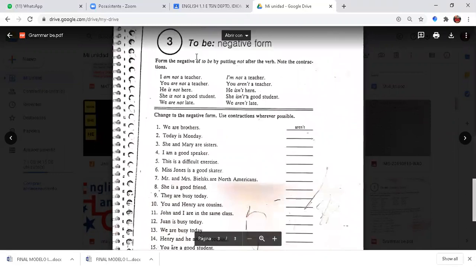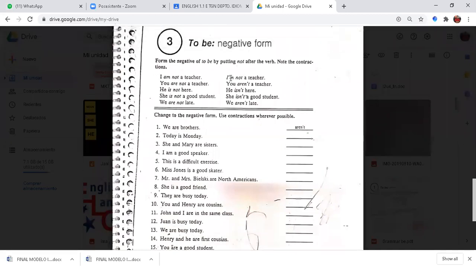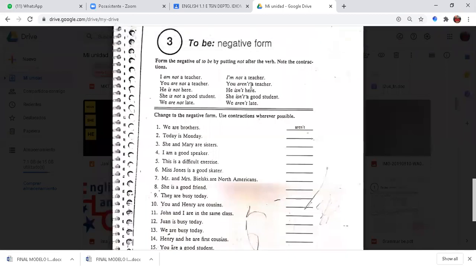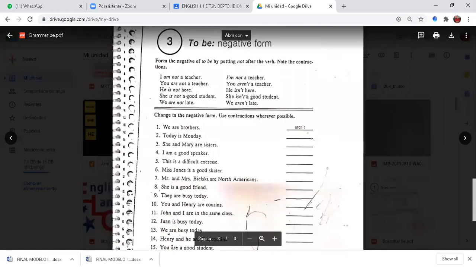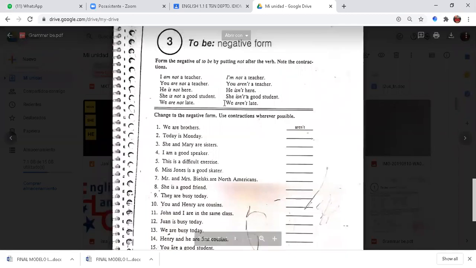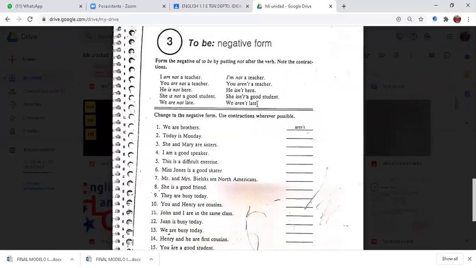Three, negative. To be negative form. Okay, form the negative of the verb be by putting not after the verb. Not the contractions. Example, I am not a teacher. I'm not a teacher. You are not a teacher. You aren't a teacher. He is not here. He isn't here. She is not a good student. She isn't a good student. We are not late. We aren't late.